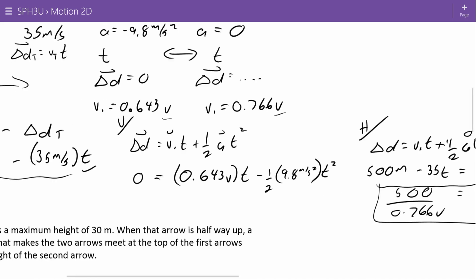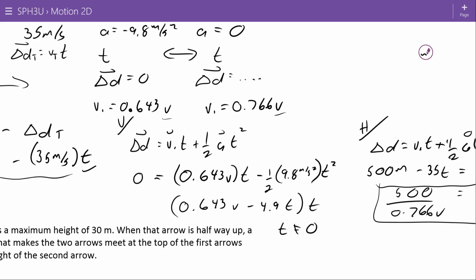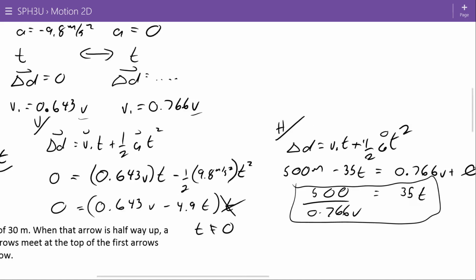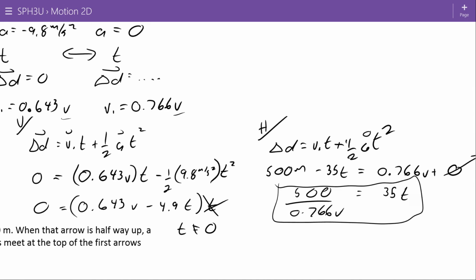But let's keep in mind that I want to simplify this as much as possible before I make that substitution. So 0.643v minus 4.9t, and I can factor a t out of both of those. Now since t cannot equal 0, that's not a useful solution, I can ignore this root of t. Or if you want to think of it, I can divide both sides by t. Anyways, with that in mind, now I can... what did I do here?